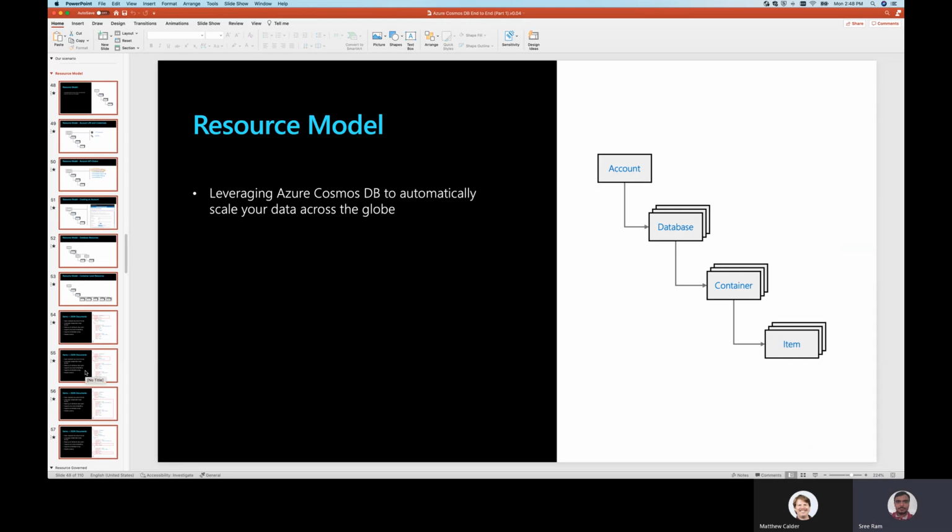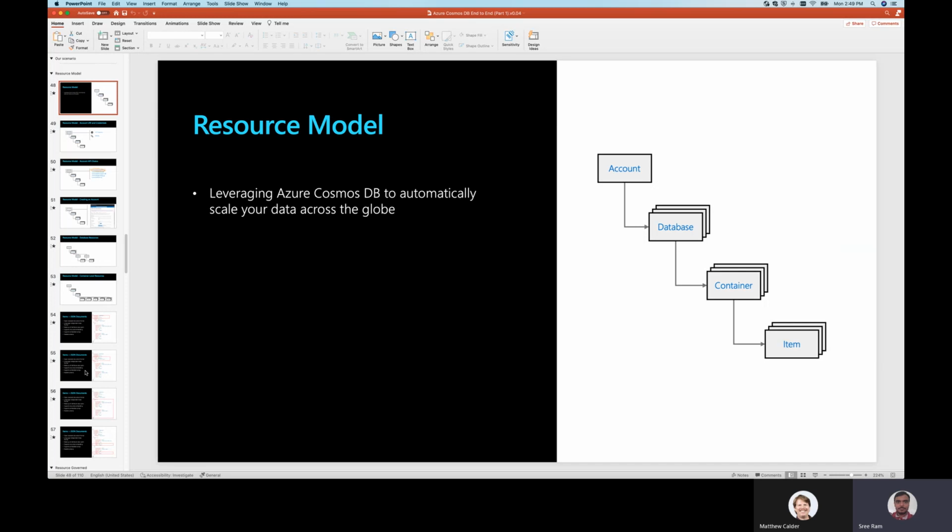Let's see some of the pillars of Azure Cosmos DB. The Azure Cosmos DB resource model looks like this. At a very high level, you have an account. So you create a Cosmos account. Underneath the account, you have a database. Underneath the database, you have a container. Underneath the container, you have an item.